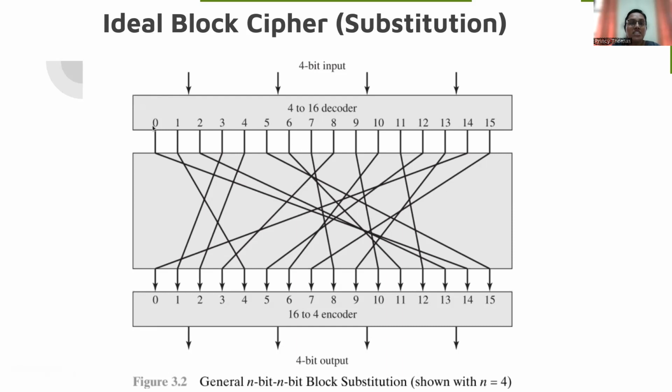So if you have 0 as input, the output that you're going to get is 14. If you have 1 as input, the output you're going to get is 4. If you have 2 as input, then the output that you're going to get is, see over here, 13, and so forth. And this is also called an n-bit to n-bit block substitution, where n is 4. So you have got input 4 bits, the output will also be 4 bits.